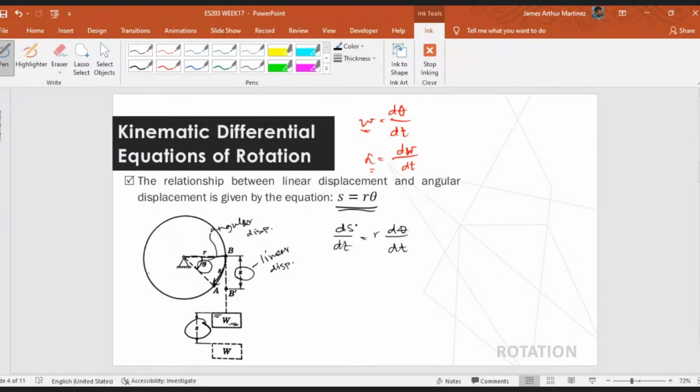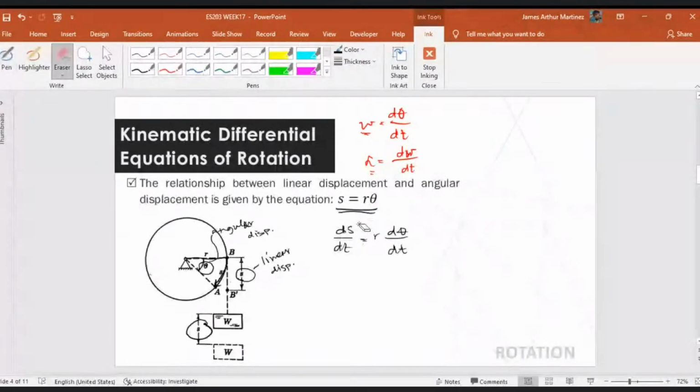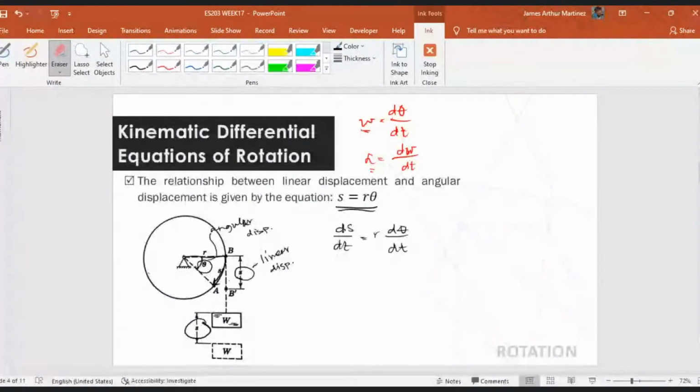So ds over dt, by definition, this refers to velocity, di ba? So we're dealing with this equation beforehand pa lang. So velocity is just equal to the radius multiplied by the rate of change of angular displacement with respect to time. So technically, displacement gyapon ang iyahang rate of change, no? So velocity gyapon ni siya, but this is angular velocity. Ana siya, class.